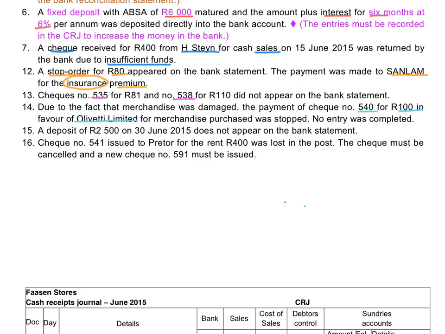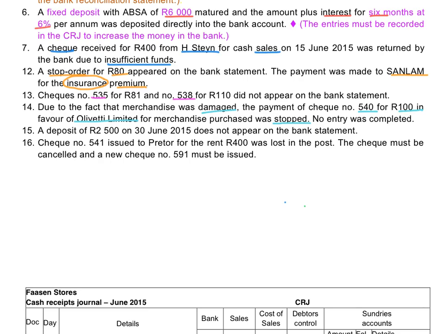Due to the fact that merchandise was damaged, the payment of cheque number 540 for 100 Rand in favour of Olivetti Limited was stopped. So if we don't want the bank to pay out a cheque, we can fill in a form at the bank to stop this cheque. The reason can be that the cheque was lost in the post, or it can be, as in this case, where the merchandise was damaged, so we don't want to pay them.